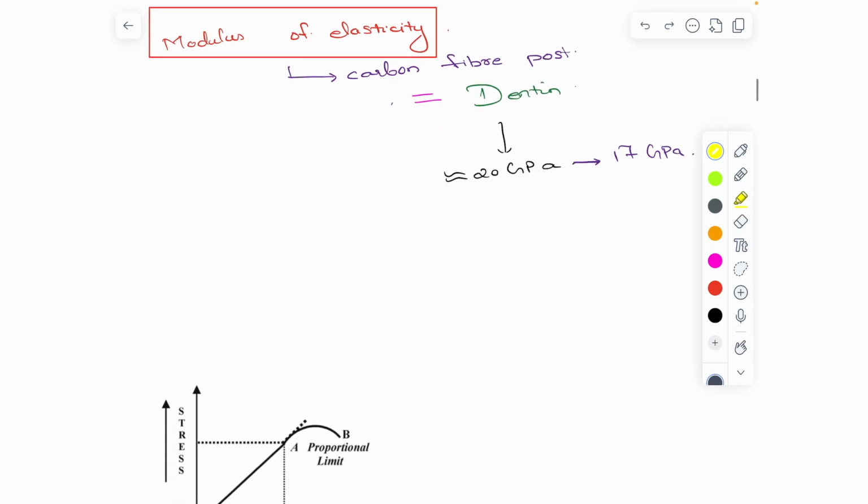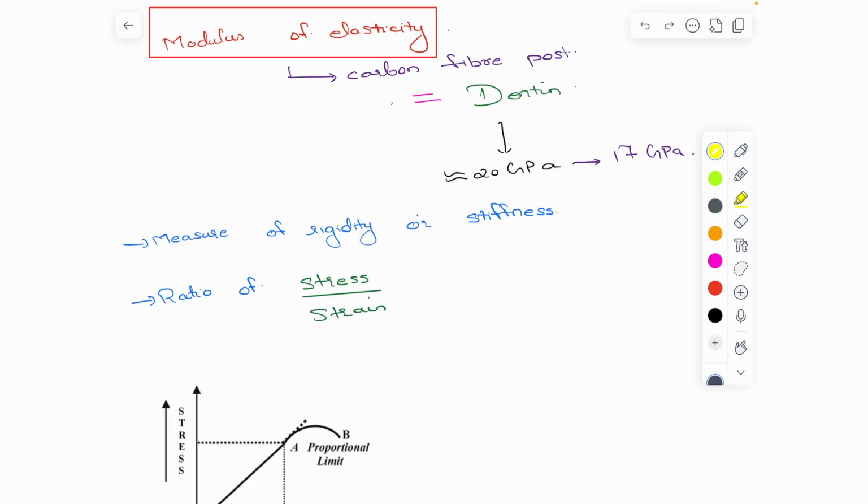Now, I want you to know a little more detail on what exactly modulus of elasticity is. The name says elasticity. It's a measure of rigidity, of how rigid or how stiff a dental material is. It can also be said as a ratio of stress divided by strain, and this is very important, within the proportional limit.